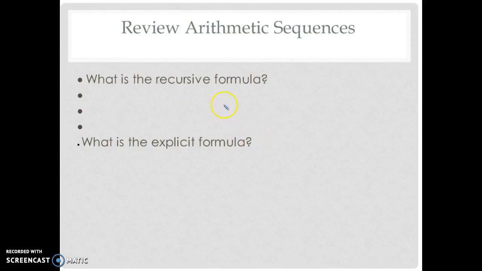Our recursive formula for arithmetic is a sub n equals the previous term, a sub n minus 1, plus whatever that common difference d is. So we're adding the common difference every single time. Our next term will be the previous term plus the common difference. Our explicit formula is a sub 1 plus, in parentheses, n minus 1 times d. We can plug everything in and simplify this down to look like a linear equation, a linear model.